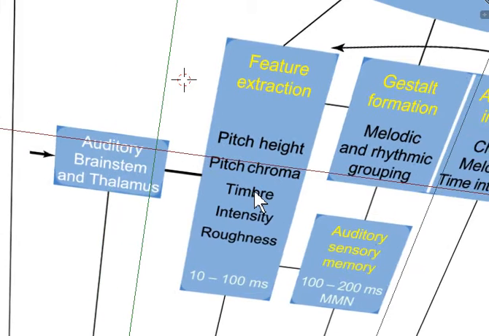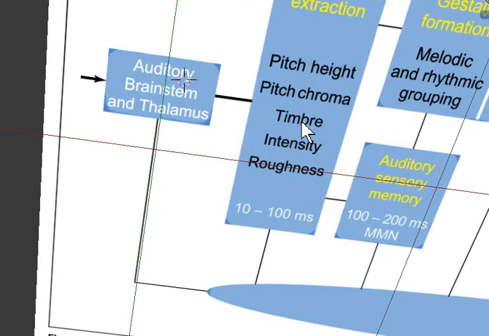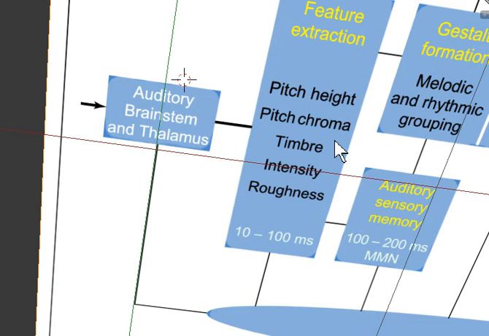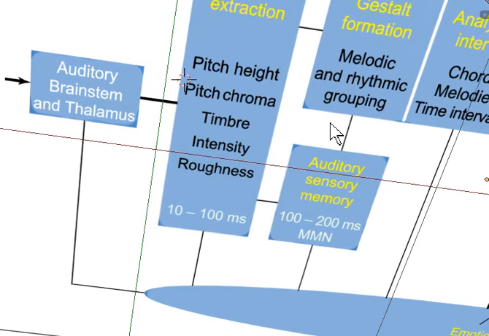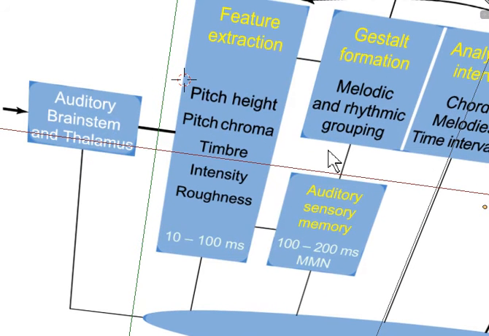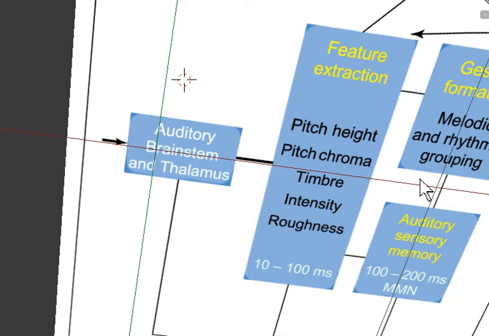Some of the features are extracted: the height of the pitch, the chroma. I don't know why they use chroma. It's just the note of the pitch. Timbre, intensity, how loud it is, how rough it is. I guess that's the texture. I don't know, these are somebody's names, the newer words they use for the qualities of notes. They just keep changing the names.